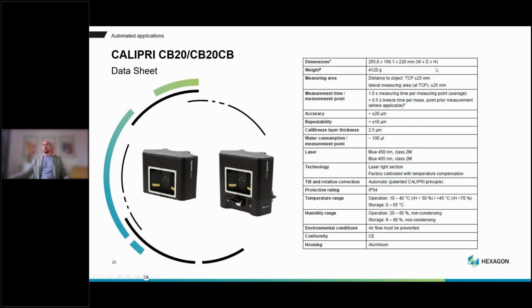Weight is one important thing. So 4.120 kilograms for the CB20 unit, which is the full spec CB20 CB unit. This means we can use collaborative robots as well as industrial robots. Measuring area, distance to object, needs to be plus minus 25 millimeters. This is very unique on the market because we can vary in the position a bit due to the tilt and roll correction. We can be further away or closer to our object without influencing our result.